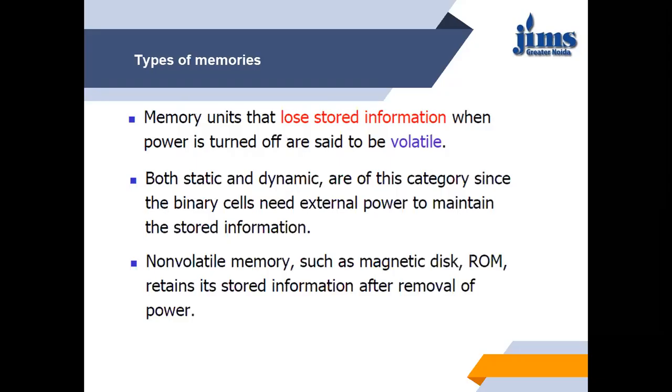So depending upon the volatility of the memory, there are two types of memory. First is volatile memory, that is SRAM and DRAM, and another one is non-volatile memory, that is magnetic disk and your ROMs.